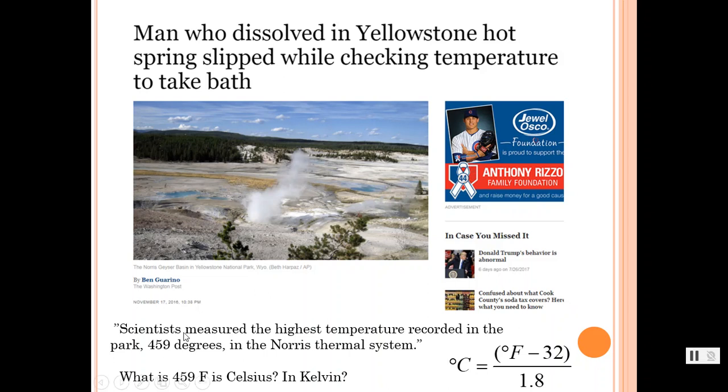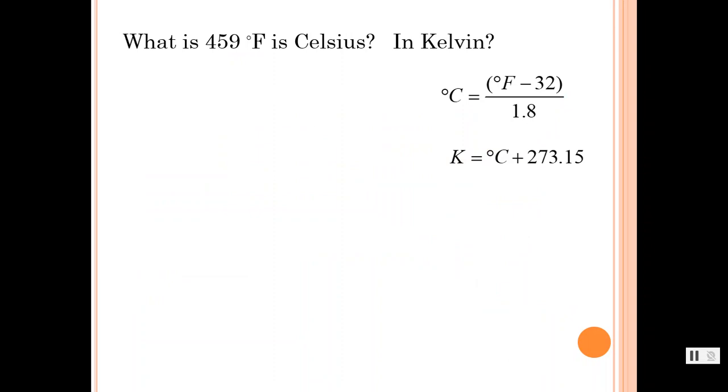But let's say I wanted to take this 459 degrees Fahrenheit and find what that temperature is in Celsius and in Kelvin. To do that, I would make use of the conversion equation that goes from Fahrenheit to Celsius. So I would put in my given and do that subtraction and division. And on these conversions, I'm not going to be as picky on sig figs as I was in Chapter 2.